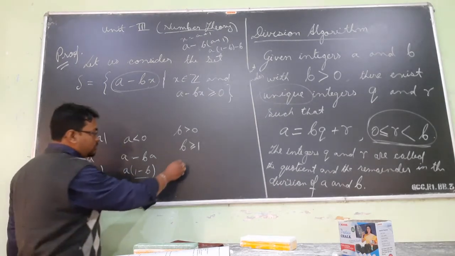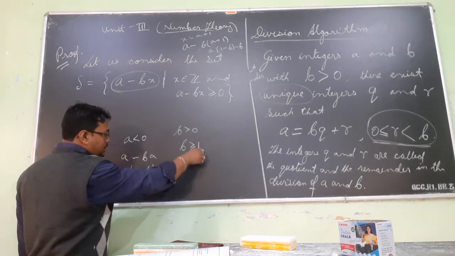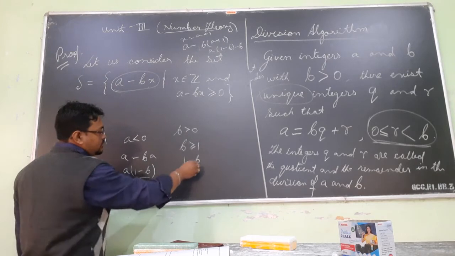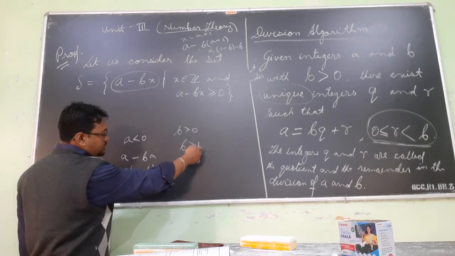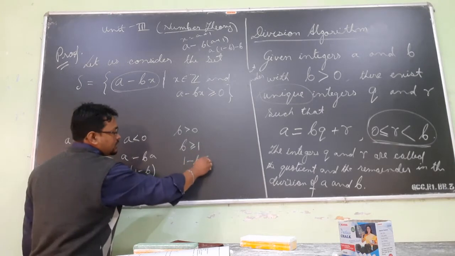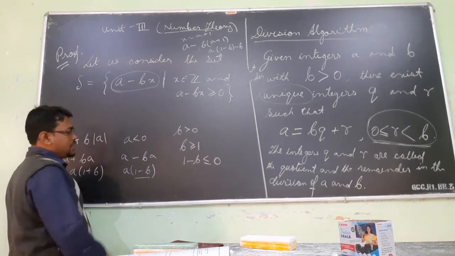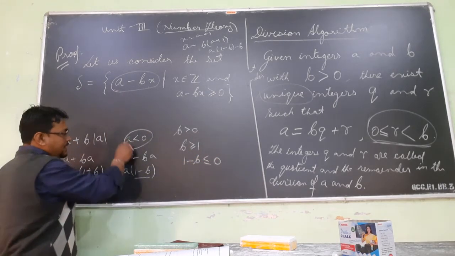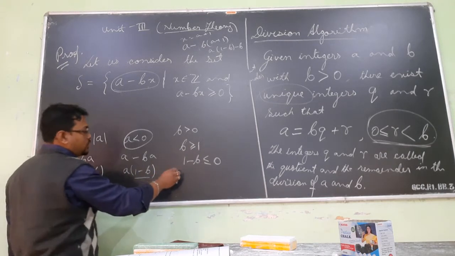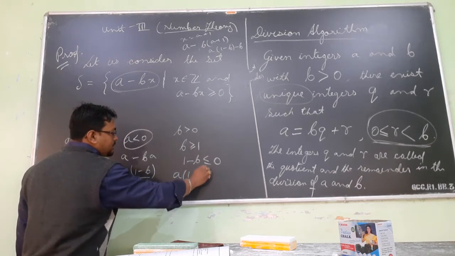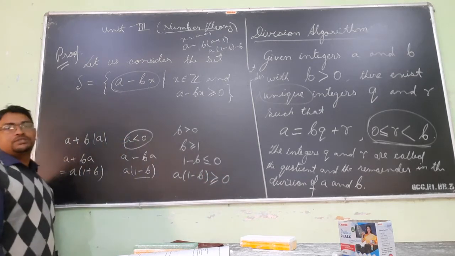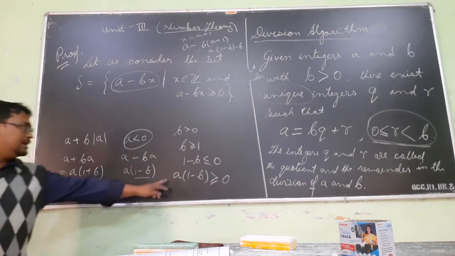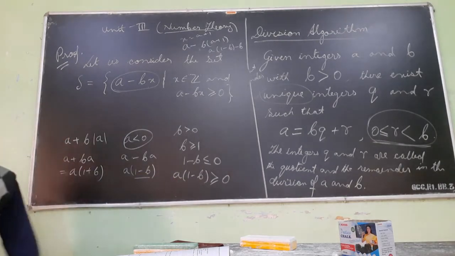So what can you say about this quantity 1 minus B? B is greater than or equal to 1, so 1 minus B is less than or equal to 0. And we also have A negative. So A into 1 minus B, if I multiply by a negative quantity here, the inequality will get reversed. So A into 1 minus B is actually greater than or equal to B.